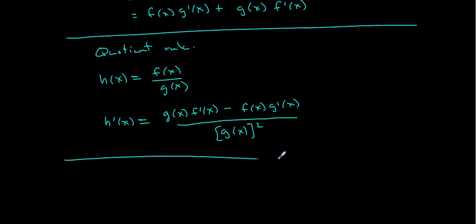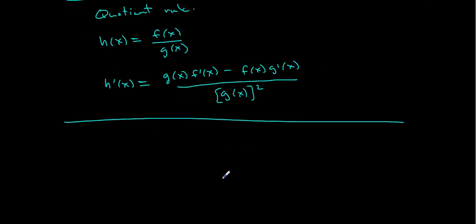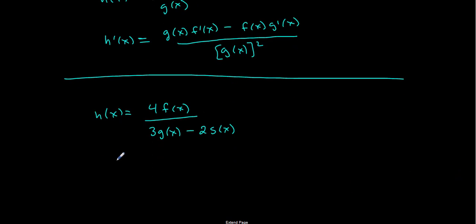All right. So for fun, if h of x equals 4 f of x all over 3 g of x minus, let's say, 2 s of x. Try saying s of x fast. Good luck. What's h prime?